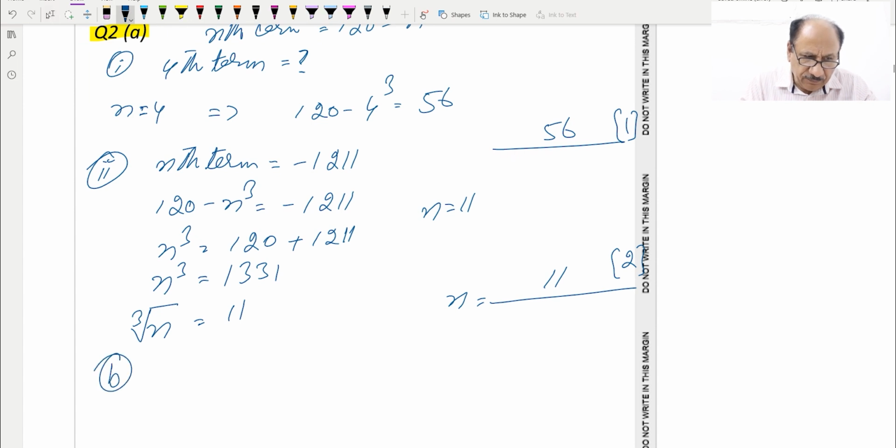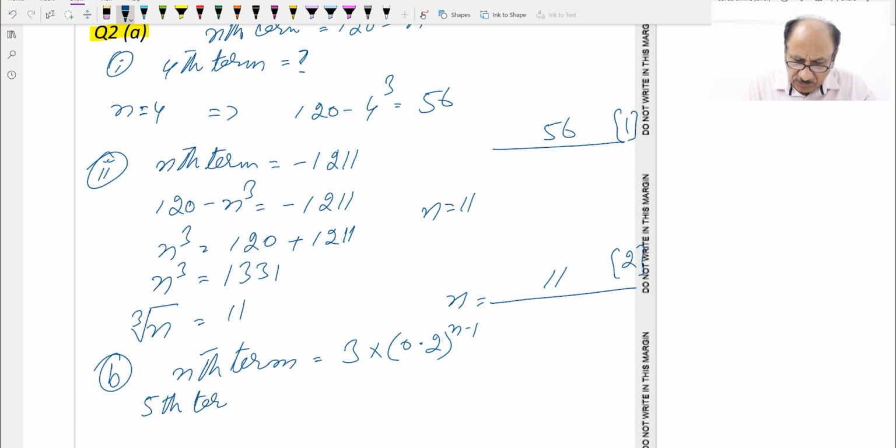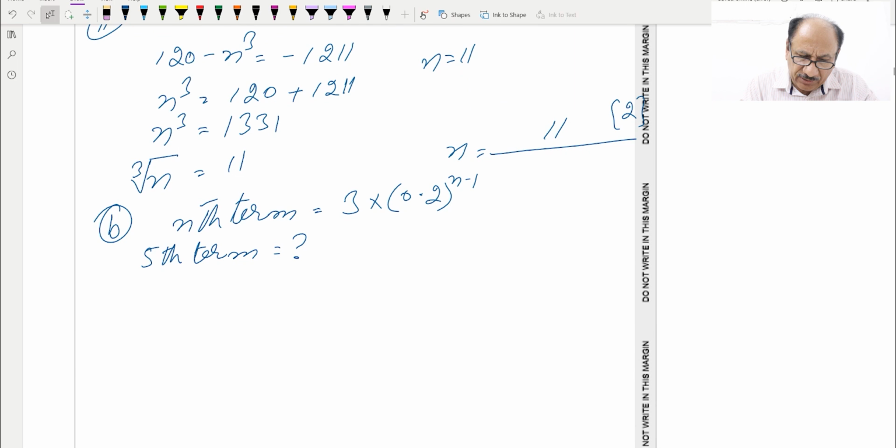Now the b part. The b part says the nth term of a different sequence is given. The nth term is equal to 3 into 0.2 raised to the power n minus 1, and find the fifth term of the sequence. So the fifth term we need to calculate. So we'll replace n is equal to 5.